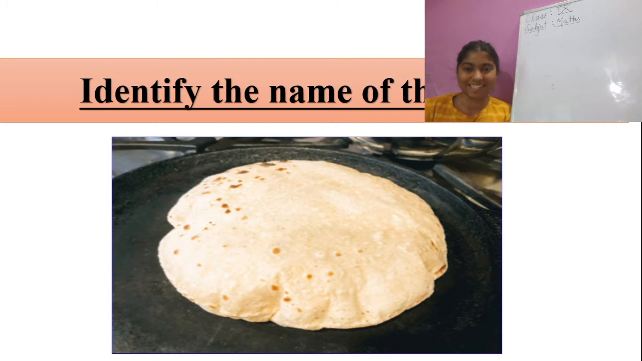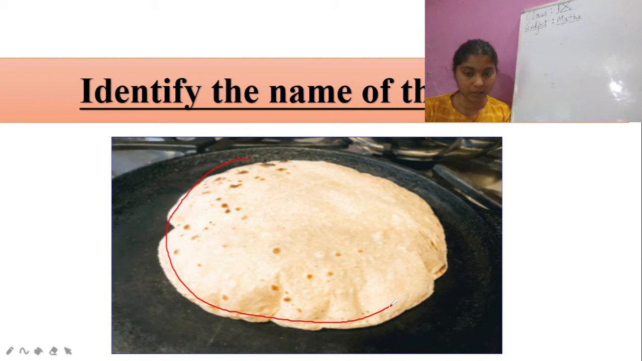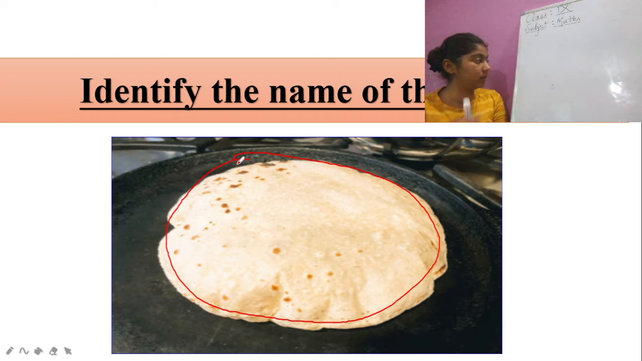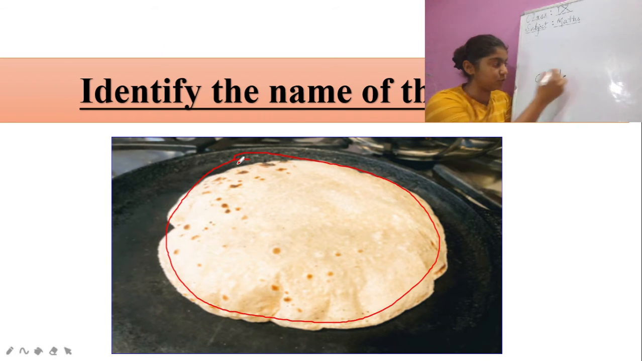So, yes, very good. I guess many of the students have done your task. Very good, students. This is a very hot chapati. Have you seen your mother baking this chapati? So, what is the shape of this chapati? Yes, is it a circle? Very good, students. So it is a circle.